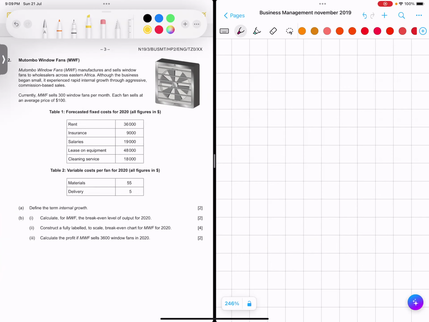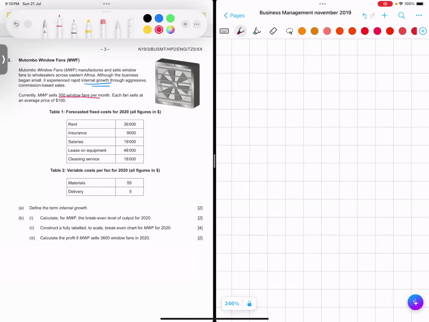It's MWF, that's the business. MWF manufactures and sells window fans to wholesalers across Eastern Africa. Although the business began small, it experienced rapid internal growth, that's a keyword in our syllabus, through aggressive commission-based sales. Currently, MWF sells 300 fans per month. These are numbers, so we'll do them in red.